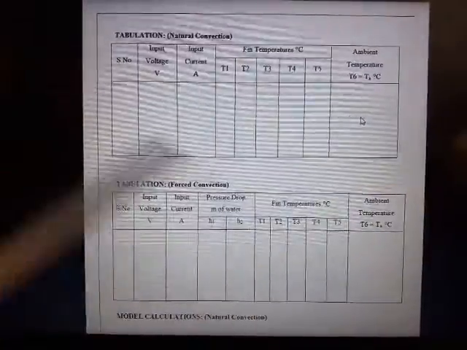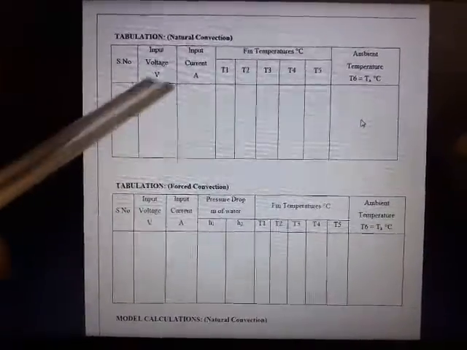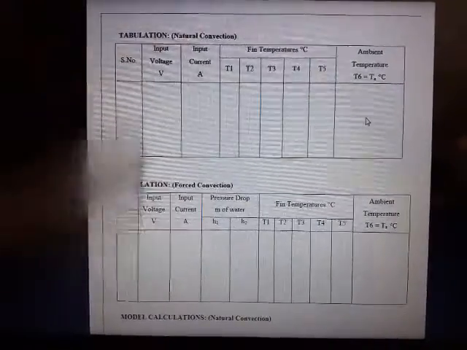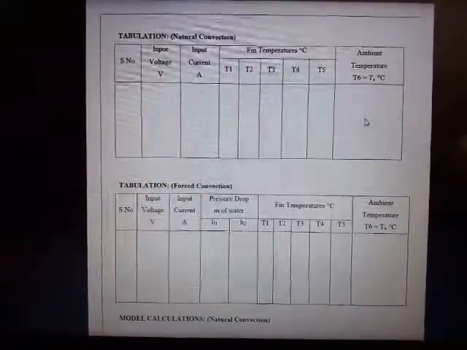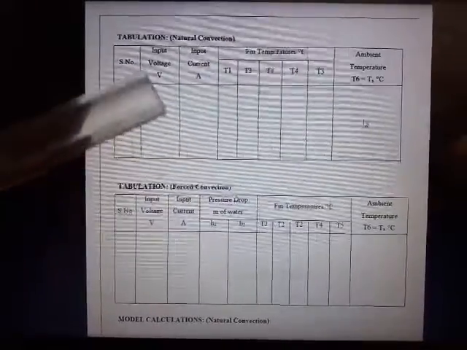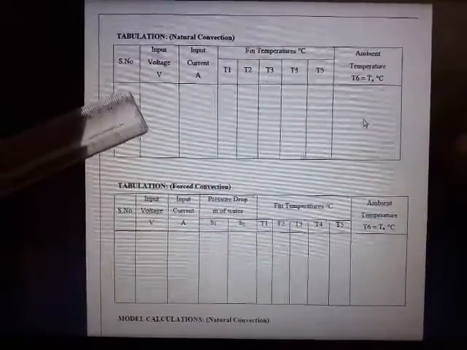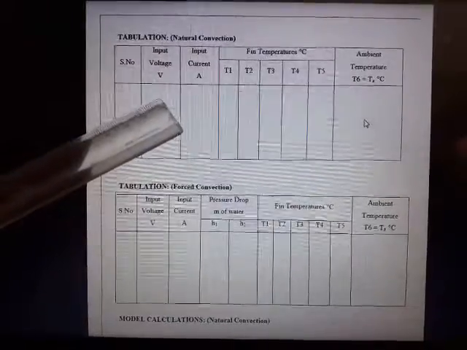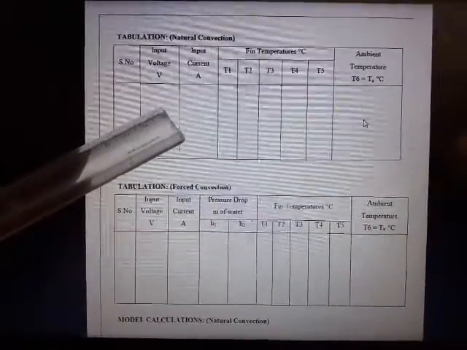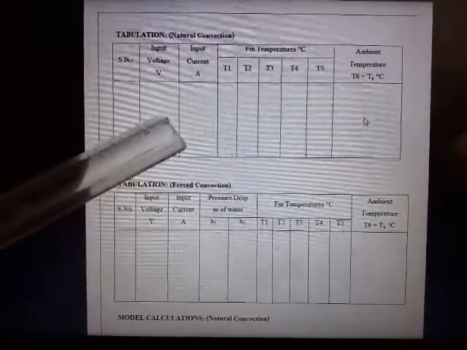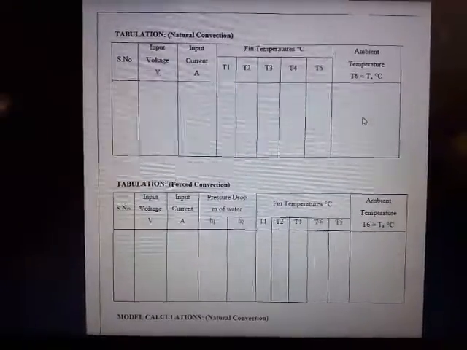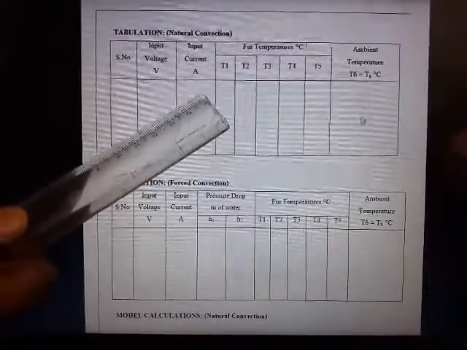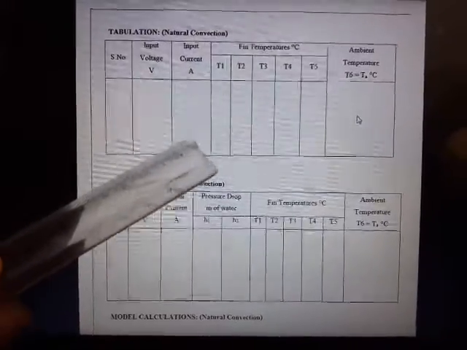After taking the values for natural convection, we note them in the given table. Here I mentioned 2 tables: one tabulation for natural convection, the second tabulation for forced convection, right. First we have discussed natural convection. We take 3 sets of readings, given as serial number 1, 2, 3. We note down the input voltage. At the first set of readings we mention 70 voltage, the second set 80 voltage, then 90 voltage. The input current for 70 voltage is noted in the parallel second column, then for 80 voltage, then for 90 voltage.